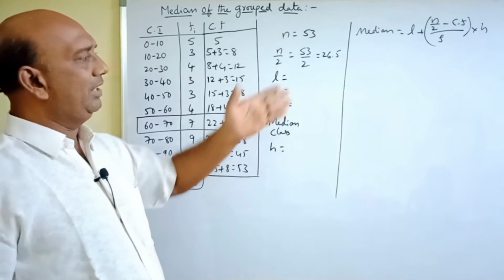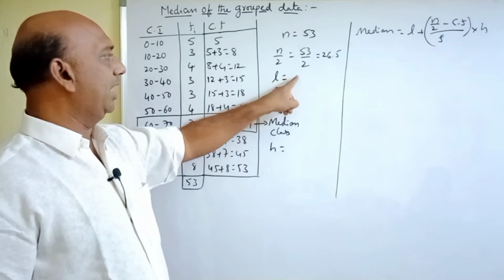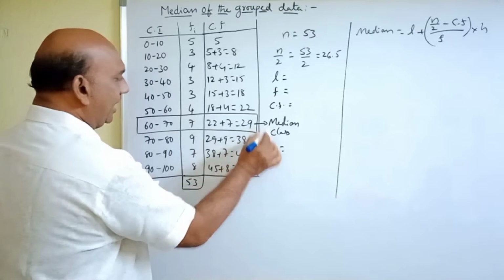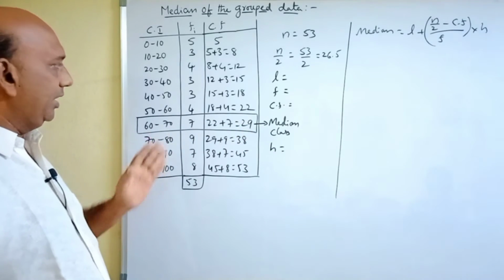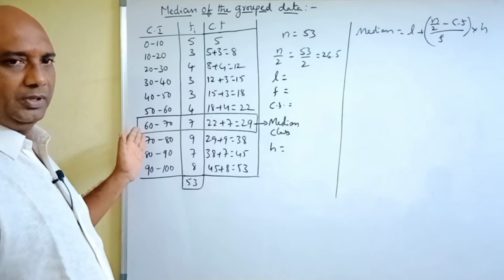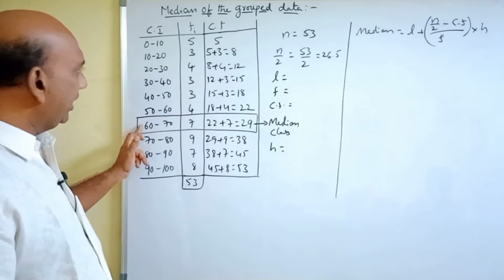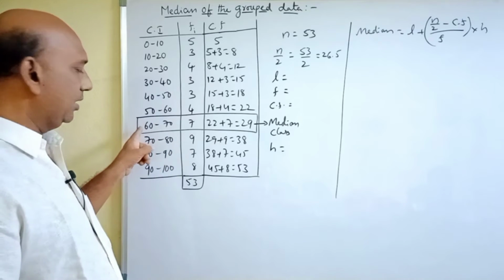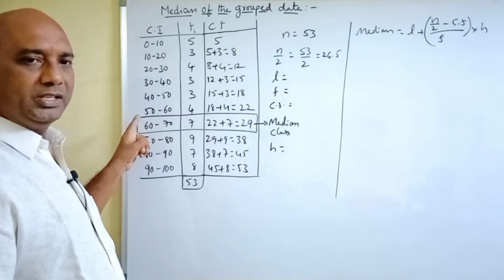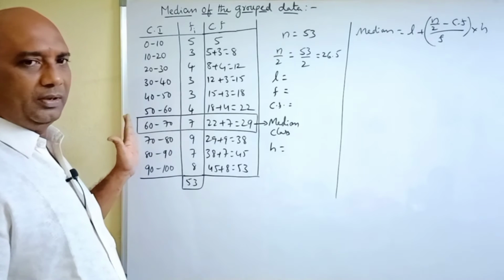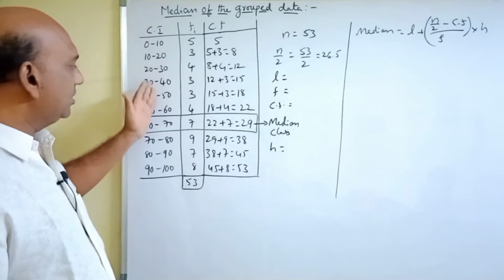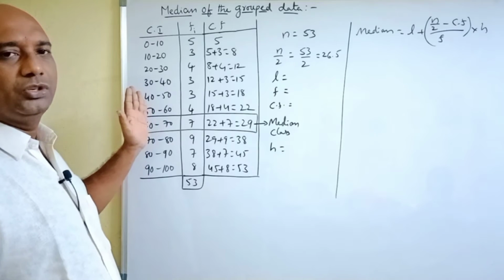First of all, let us select the L value. We selected this class as the median class. In this median class, the lower boundary is taken as L. First of all, you have to take care that all classes must be exclusive classes.